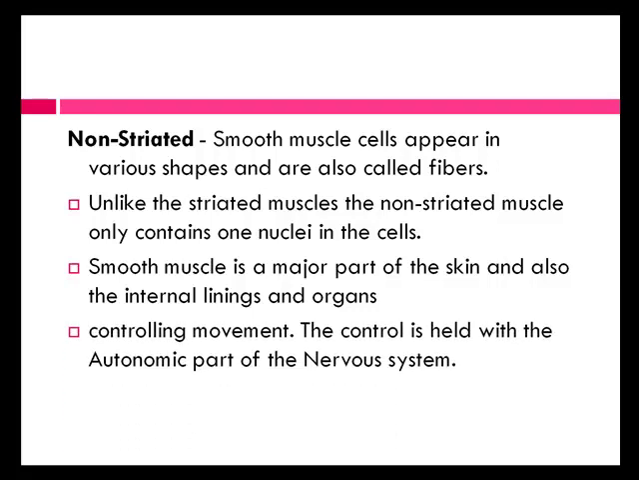Now, controlling movement. The control is held with the autonomic part of the nervous system. So in this respect, your stomach is relying on the autonomic part of your nervous system in order to digest. Your heart or your glands are released because of the autonomic system. It's not like your striated muscles, where we control what we want to move.